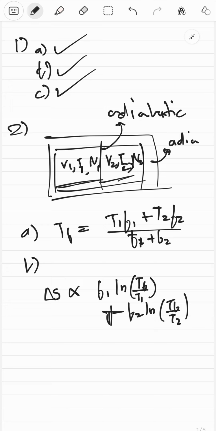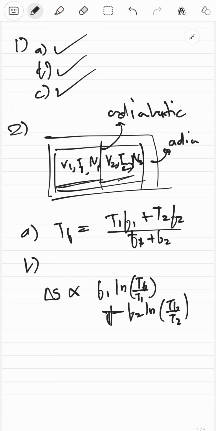Now what else was I supposed to show? Right, if C1 and C2 are both 3/2 kB, then you want to show that delta S is bigger than 0. So just calculate what delta S is. It's proportional to this guy times some positive constant, obviously.